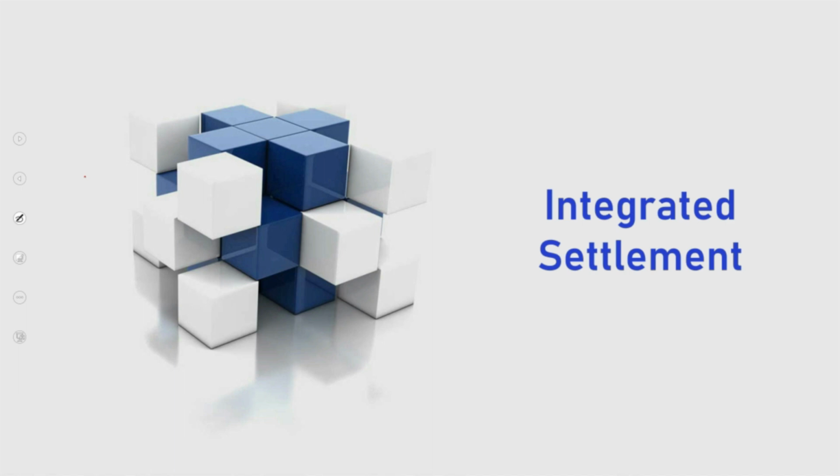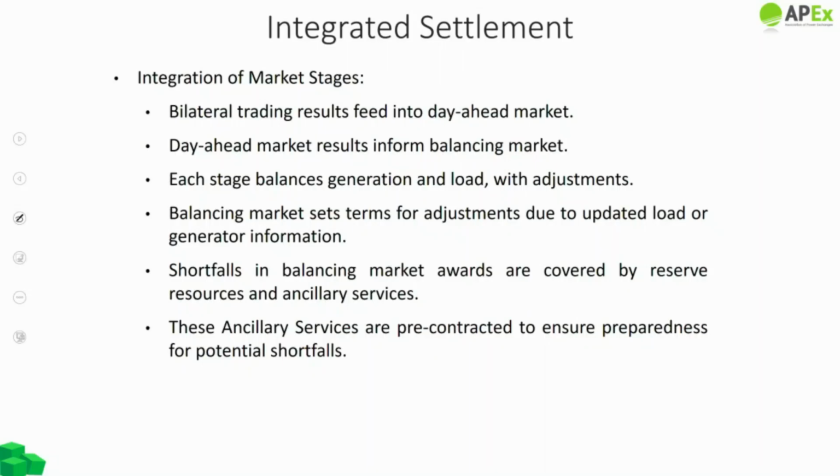As we have discussed the different markets employed at different stages, in this part we will discuss how the different operations are integrated with one another and how an integrated settlement system works. The integration among different markets happens in the following manner.